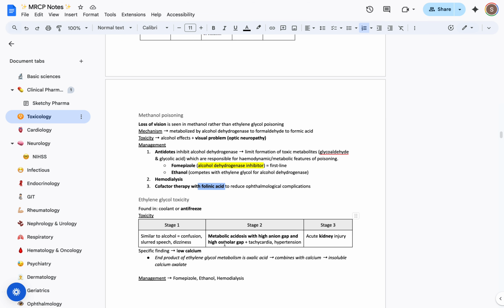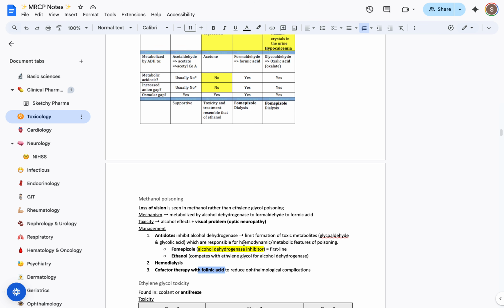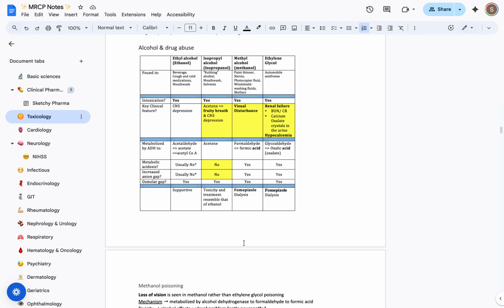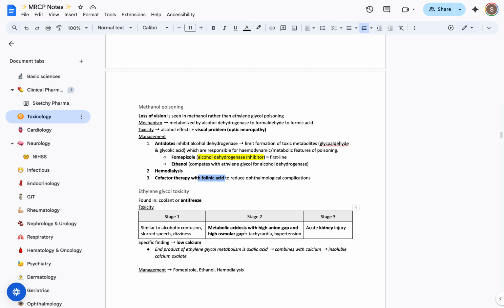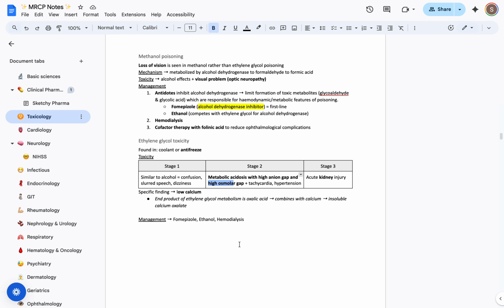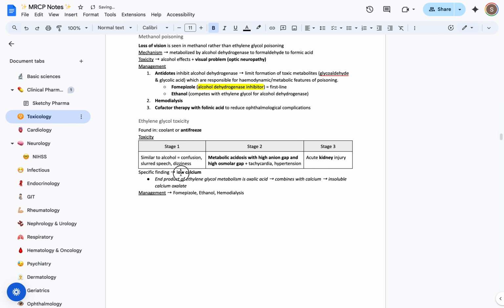Now for the antifreeze toxicity, it will lead to metabolic acidosis with high anion gap and high osmolar gap. And in stage 3, it will lead to kidney injury. A specific finding in ethylene glycol toxicity is low calcium. Why? Because the end product of ethylene glycol metabolism is oxalic acid or oxalate, which combines with calcium. Okay, and then the treatment is the same. So what are the special things in ethylene glycol? The low calcium and the metabolic acidosis, high anion gap and high osmolar gap.